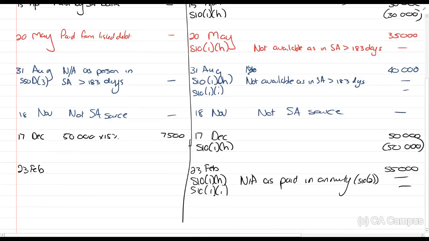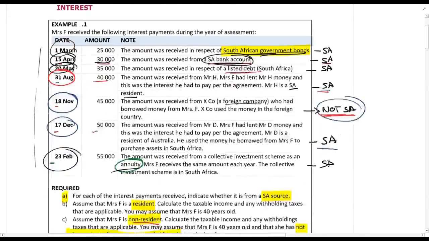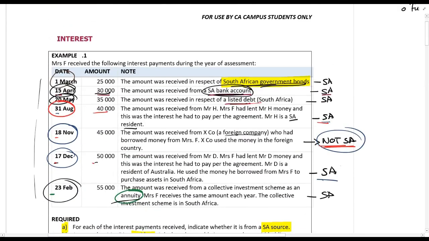So that 55,000 rands, 23 February. Are we going to calculate withholding tax? No, because the person is in South Africa more than 183 days. So not applicable. Alright guys, that's it. That is basically how this works, and it should not be really more complicated than this.